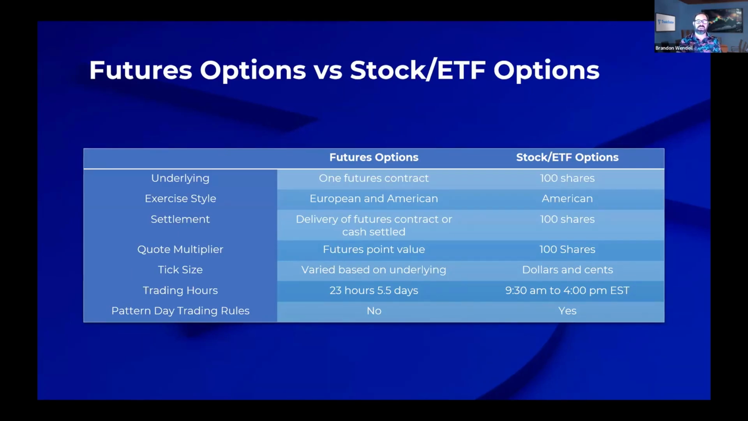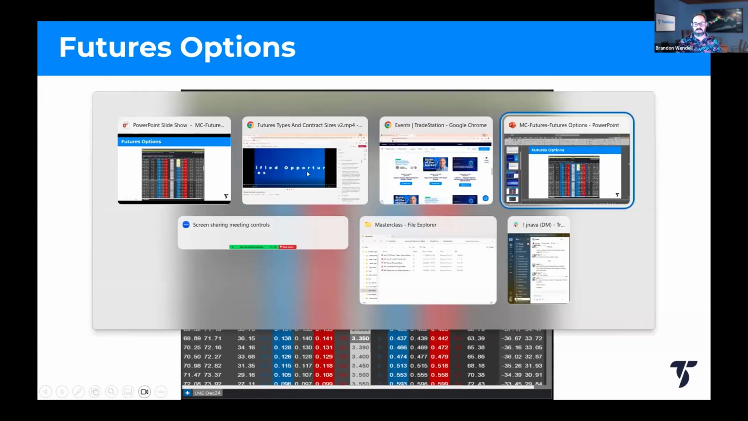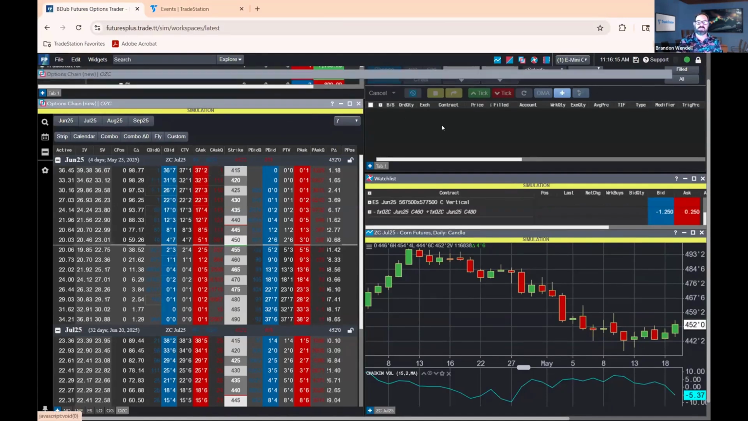You don't have to have the pattern day trading rules or wash sale rules. So this is a quote for an options chain. And again, I can go out to live FuturesPlus. Let me see. Whoops, I went to the wrong spot. There it is. And right here, I've got a live chart on corn futures or options on futures.